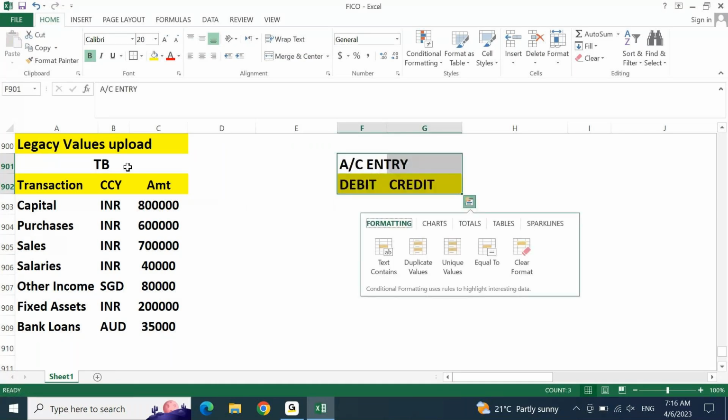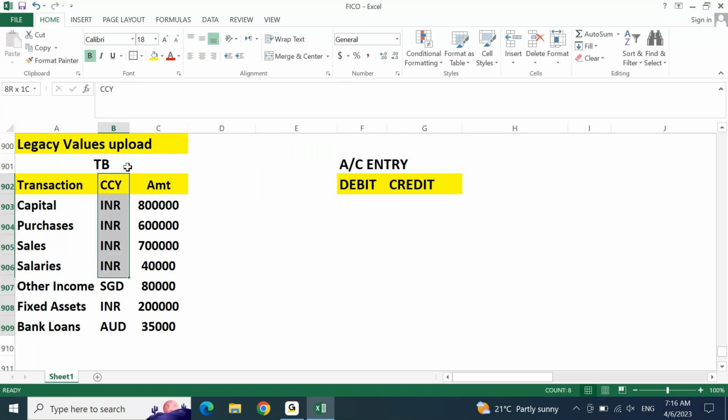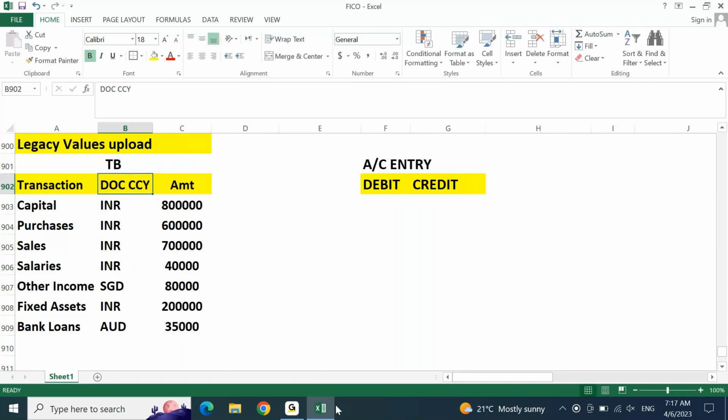Now this accounting entry, I'm shifting it here. Now this is your local currency or transaction currency. This is transaction currency, not local currency, because there are different currencies. You will find SGD, you will also find AUD. If it is local currency, it has to be completely INR. Now this is your document currency and this is your amount. You also need local currency and then you need the amount.